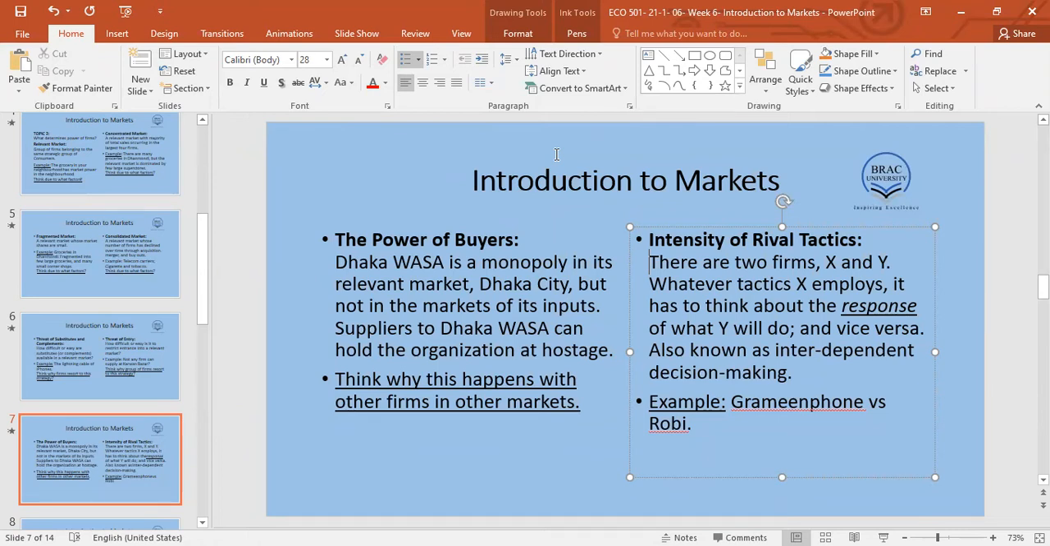So the main thing is, when we have few sellers in our relevant market, whether that is Grameenphone versus Robi in the national context of Bangladesh, or two grocery shops in our neighborhood, they have to think about rival tactics. This is the term that your textbook uses. This is also known as strategy. So if there are two firms, say X and Y, whatever tactics X employs, it has to think about the response that Y will make, and vice versa. This type of decision making is known as interdependent. That means my decision depends on yours, and vice versa. The reverse is also true. Whatever decision you take also influences me. So this type of marketing employs a technique called game theory.